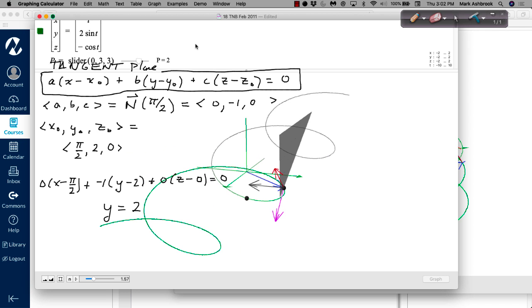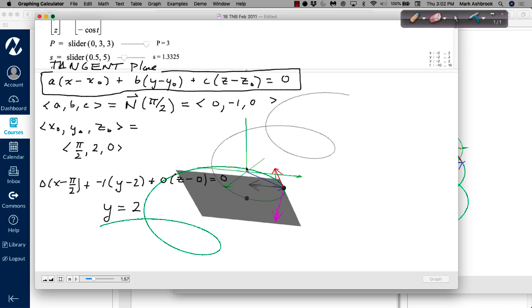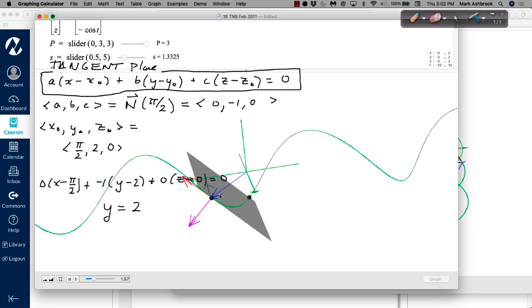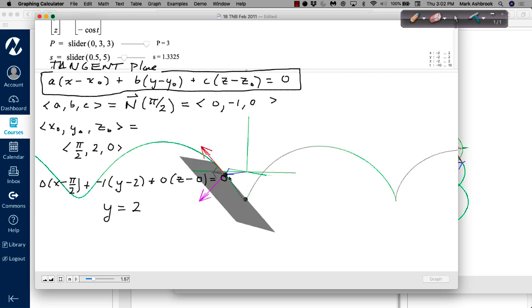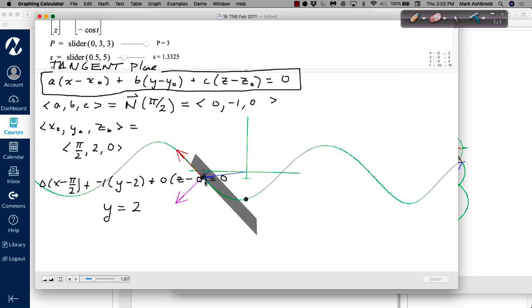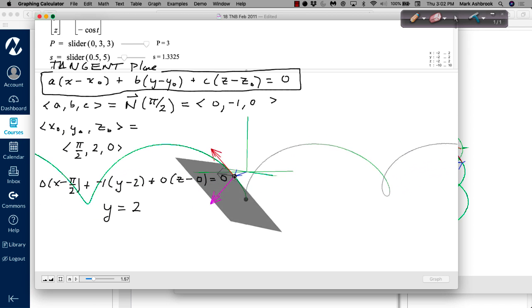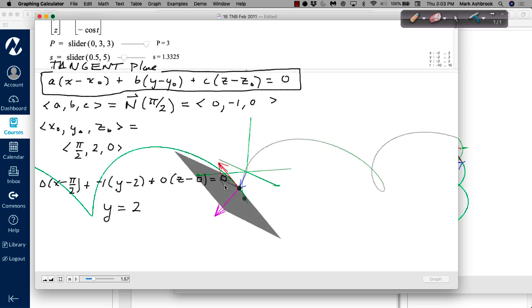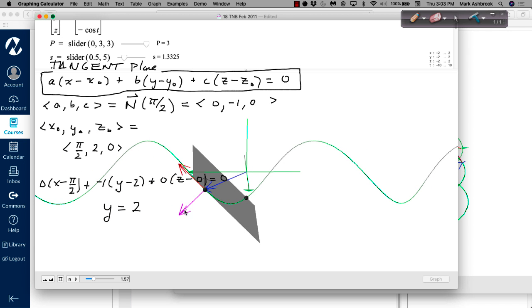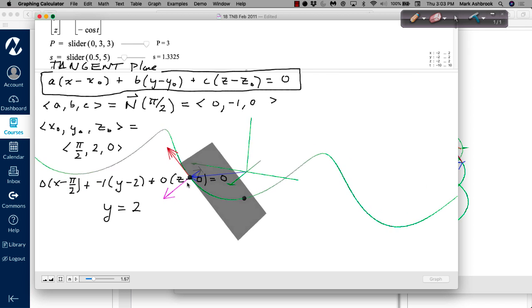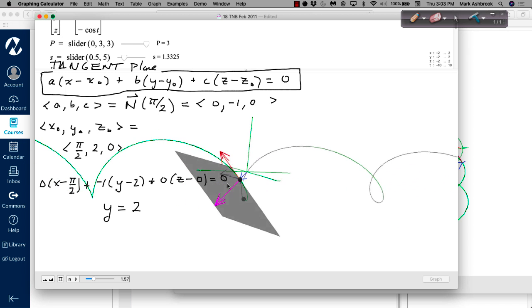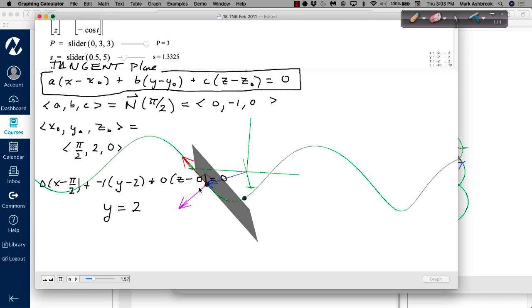Okay, we need to move on, but I'll just talk about the last plane, the other plane, this one here. So this is called the osculating plane. Which vector would we use to write its equation? Which vector is orthogonal to this plane? Binormal, the pink one, right? Pink or purple, whatever, somewhere between.